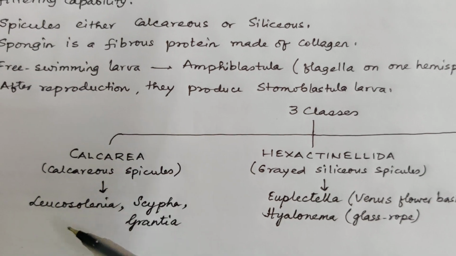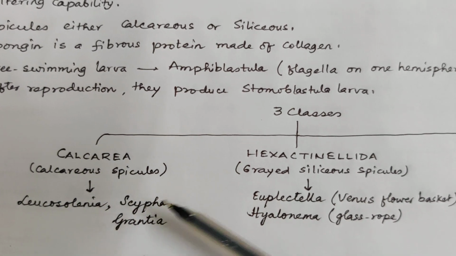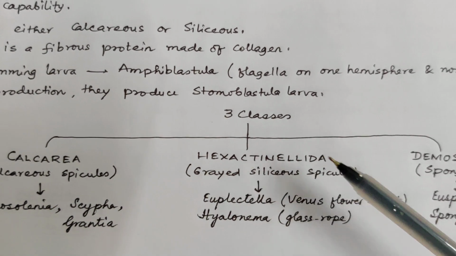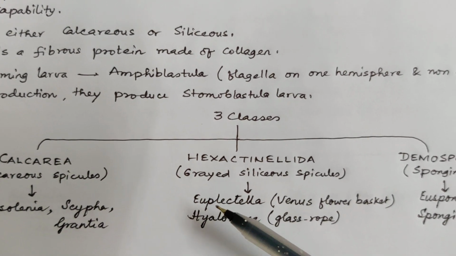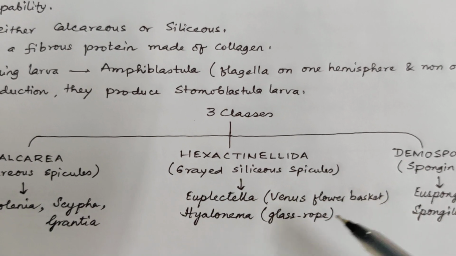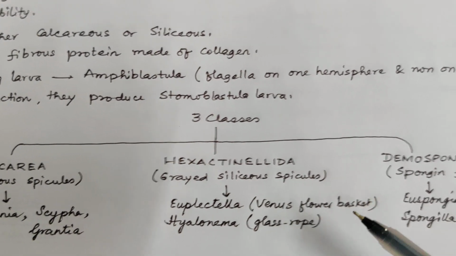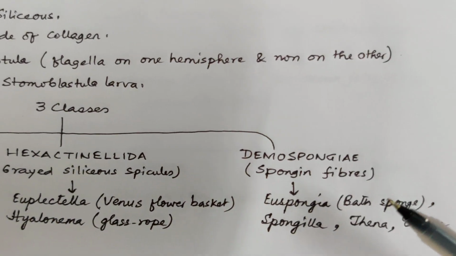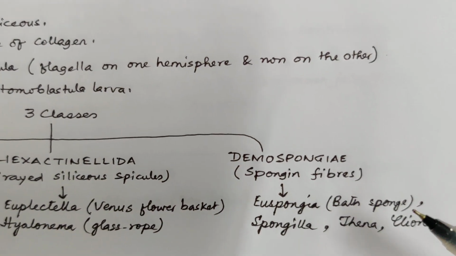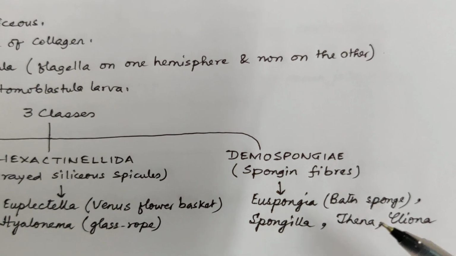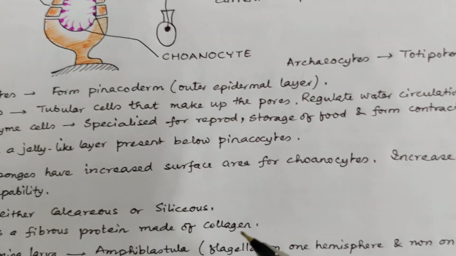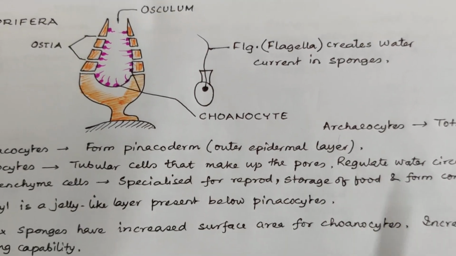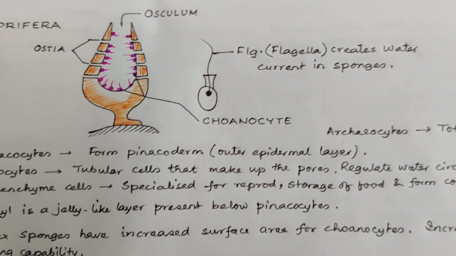Examples are, for Calcarea: Leucosolenia, Scypha, Grantia. Hexactinellida: Euplectella, the Venus flower basket. Hyalonema is a glass rope sponge. In Demospongiae, we have Euspongia, which is the bath sponge, and Spongilla, Thenea, and Cliona. So this is all about phylum Porifera.